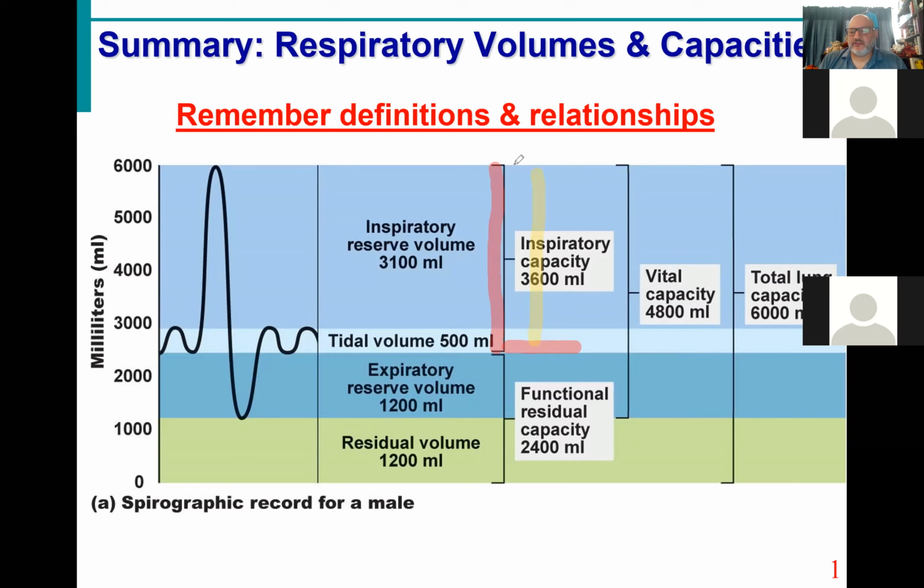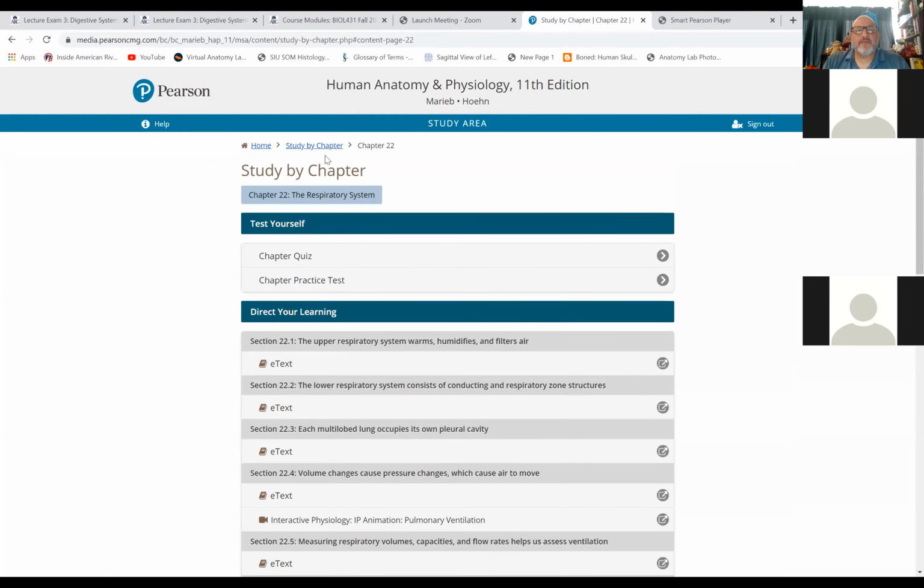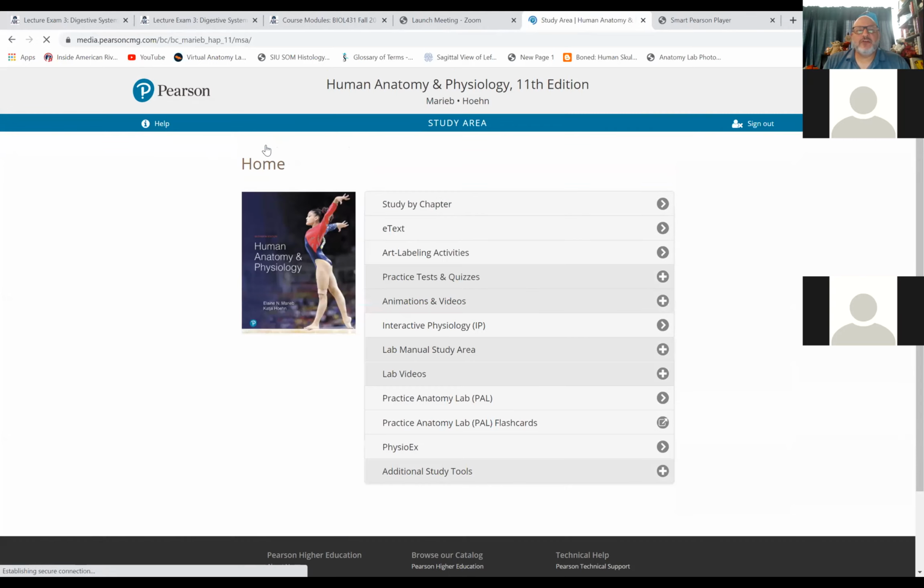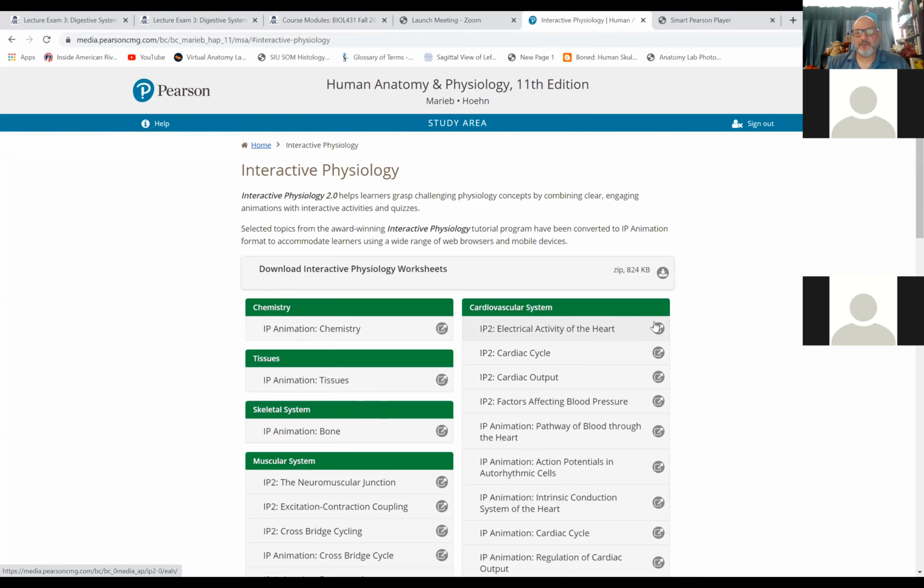Oh, great question. So that's a great question as well. So let's go back to here. In your modified Mastering A&P, you have a link to a study area. And this is the study area. This is where you're going to do your PhysioEx, for instance, right? This is where your practice anatomy lab is and all the things that are associated with this. A lot of good resources in here, but sometimes the interactive physiology, which is what I was talking about, was right here. We click on that.